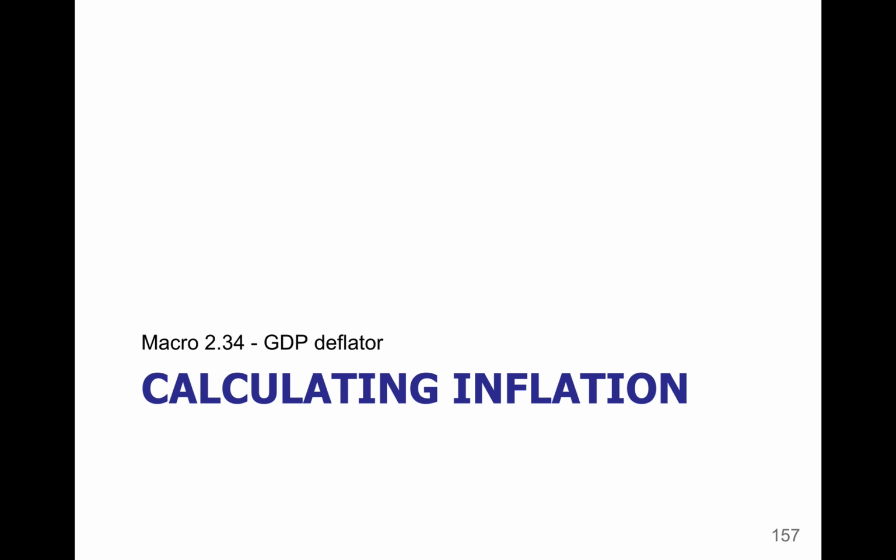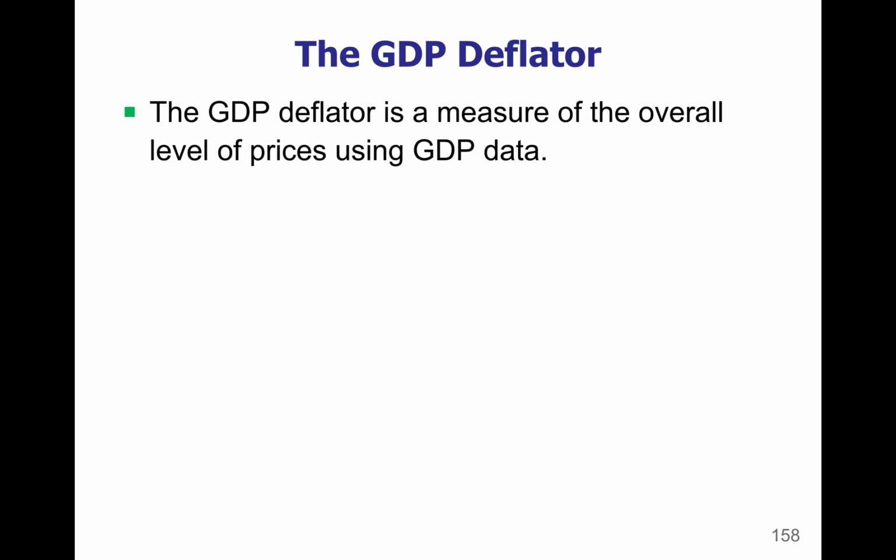This is your macroeconomics video on the GDP deflator. The GDP deflator is just another price index that we can use to calculate inflation. The GDP deflator uses the value of the goods and services and the prices that are in GDP, as opposed to the CPI, which uses things that are in the government's CPI market basket.